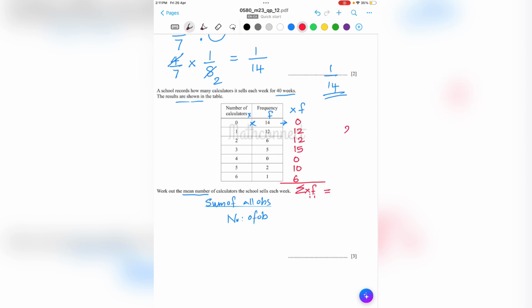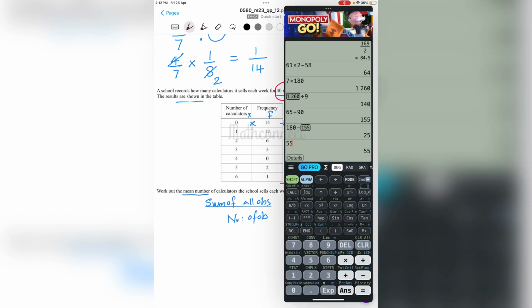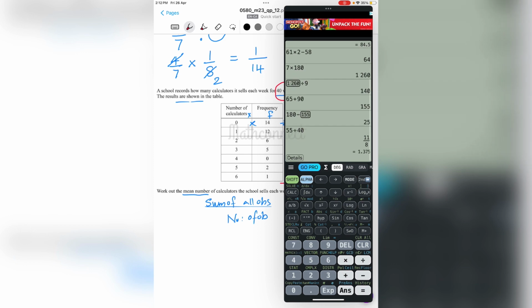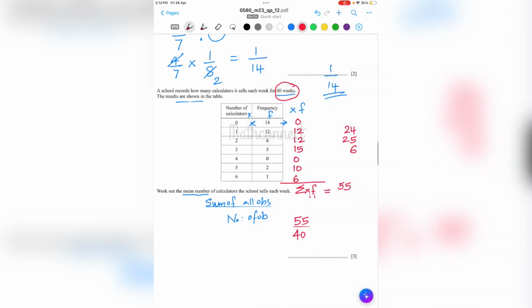So 24 plus 25 plus 6, that's going to be 55. So 55 divided by the total number of weeks, which is given as 40 weeks. So we can just divide it by 40. Let's input this in the calculator and we get the answer, which is 1.375.